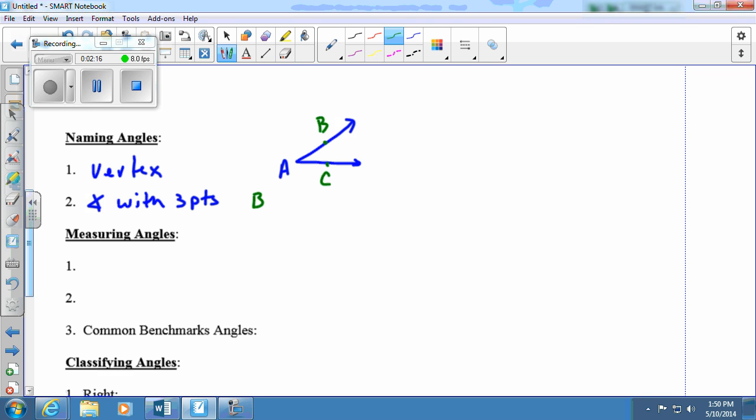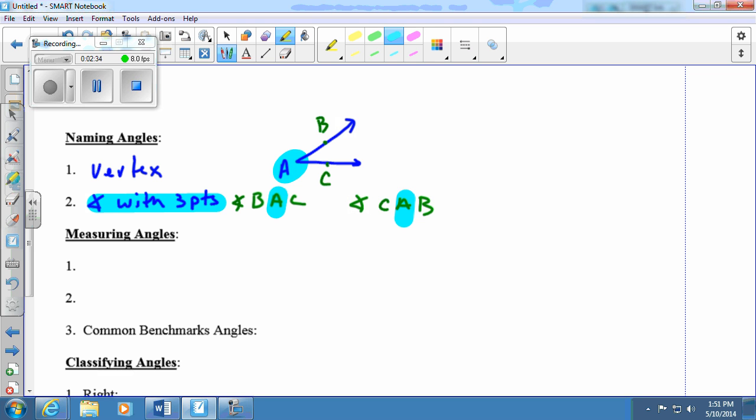So BAC, that's my angle, and that's usually how we denote that we're measuring an angle or looking at an angle. Or angle CAB. Just like we said, this vertex right here has to land in the middle if you're going to name it with 3 points.